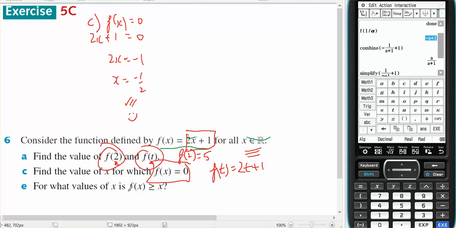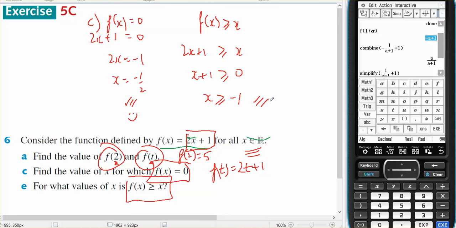And lastly, find the values of x for which f of x is greater than or equal to x. f of x is greater than or equal to x means 2x plus 1 is greater than or equal to x. Move the x over. x plus 1 is greater than or equal to 0. x is greater than or equal to negative 1 should be my answer.